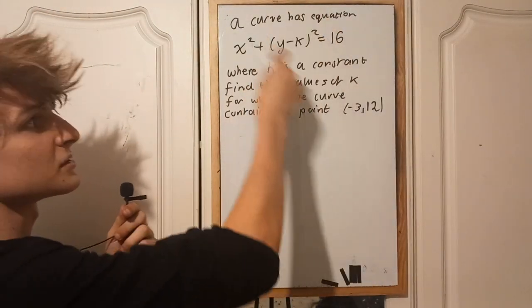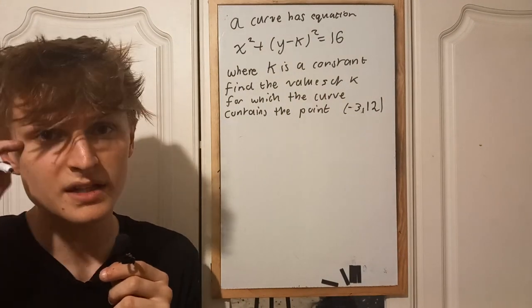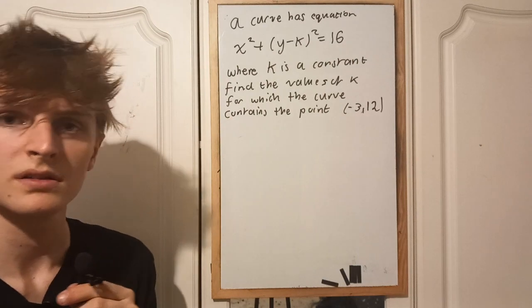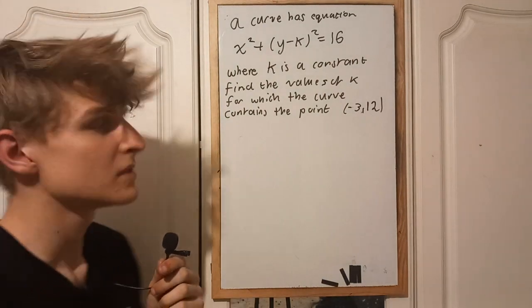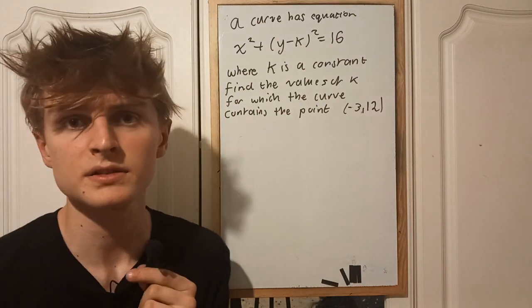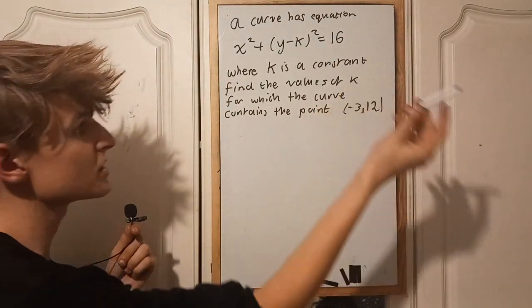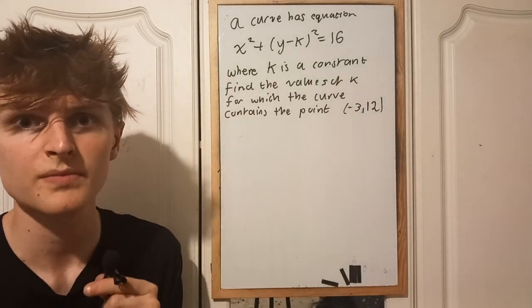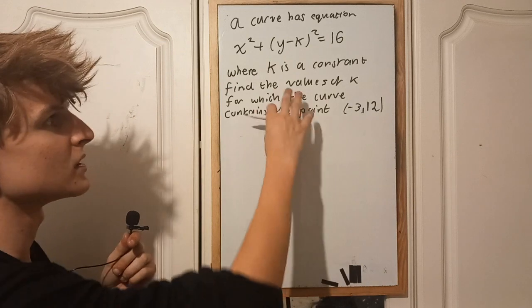Okay, so let's think about what's going on in this problem here. We've got the equation of a circle, and it has a centre at 0, k. So it's k units above the origin on the y-axis. So if we vary the constant k, we're going to shift the circle up and down the y-axis. And we need to find the exact amount of shifting we need to do in order that this point is contained on the circle. And that makes sense, right? That we get more than one value of k.